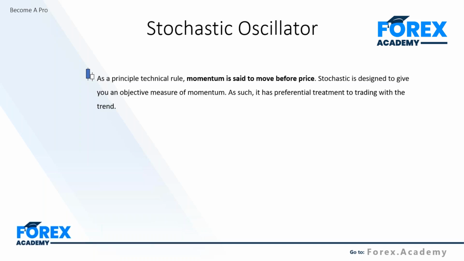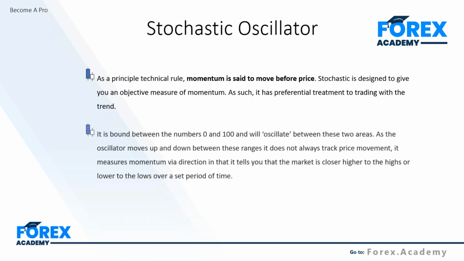Well, look, evidently as traders we're looking to have a better idea of the future movement and direction of price. If momentum is said to move before price, shouldn't we look to analyze momentum? That is absolutely the case, and that's effectively what the stochastic oscillator tries to point out. It is bound between the numbers 0 and 100 and will oscillate between these two areas. As the oscillator moves up and down between these ranges, it does not always track price movement.